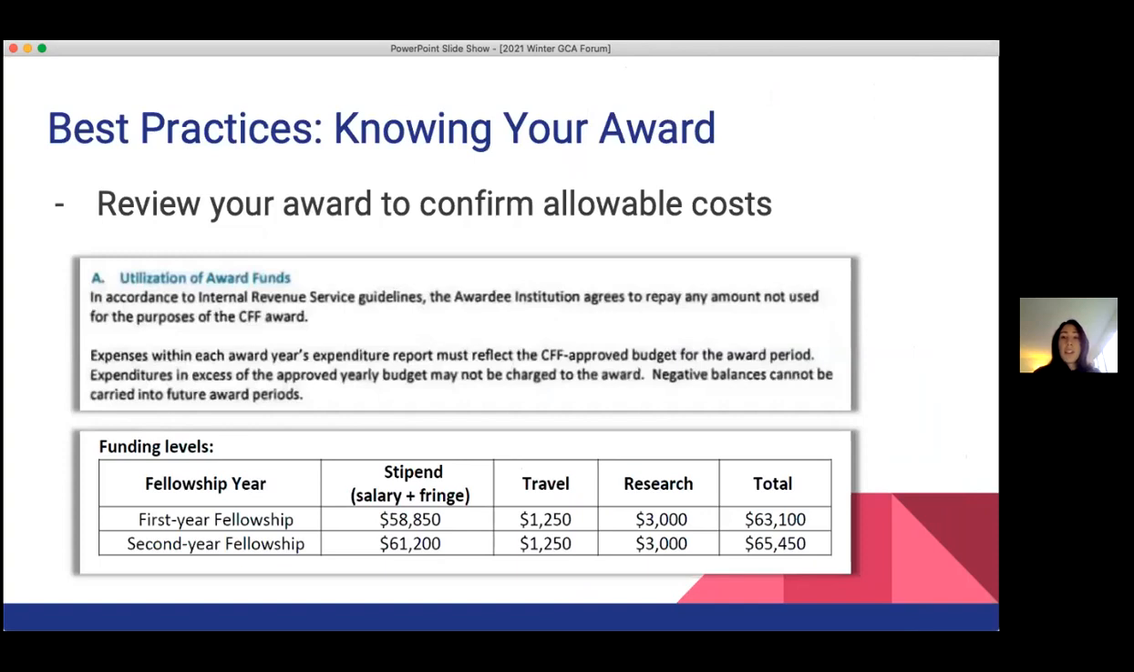So moving on to the next slide, we have some suggestions for best practices. And the first one is knowing your award. So when you get your award, we recommend reviewing the sponsor's terms and conditions, just so you have a good understanding of what's allowable and not allowable. And here I have an example of a Cystic Fibrosis Foundation Award. And here they specify that you can't exceed the approved amounts. And if we were to report a greater stipend amount than what they approved, they would request us to revise the report. And then of course we'd have to transfer off the overage as well.